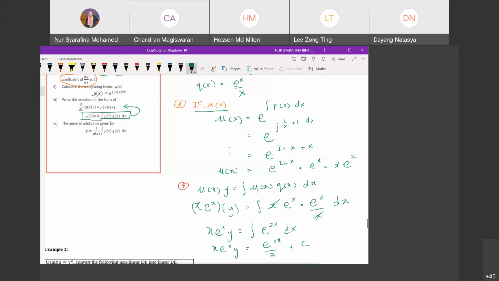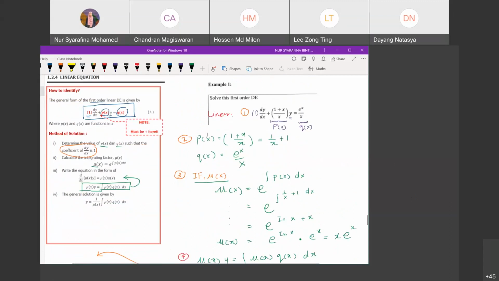Okay, and from here you can get your answer, where y equals what? 1 over x e^x multiplied by, you can simplify e to the x e to the x, so e^(2x) over 2, plus c, over x e^x. So this is how you find the solution of a linear equation.